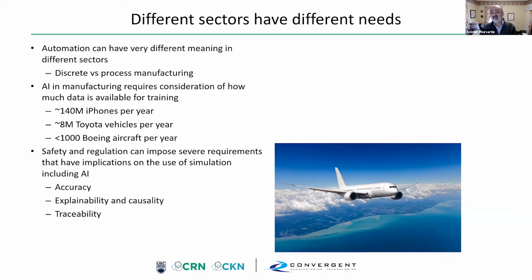We're unhappy if our failure rates drop below 1 in 100 million. We have to show explainability and causality in everything we do, and we have to have astounding traceability in everything.